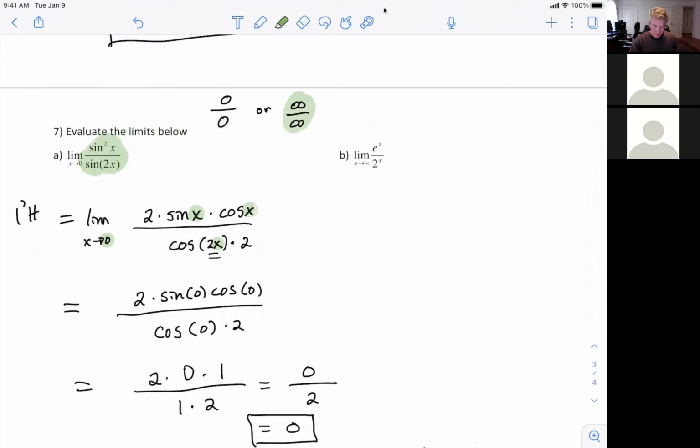Next up, since x is going to infinity, e to the infinity is infinity, and 2 to the infinity is infinity. So that means that we are allowed to use L'Hopital's rule.